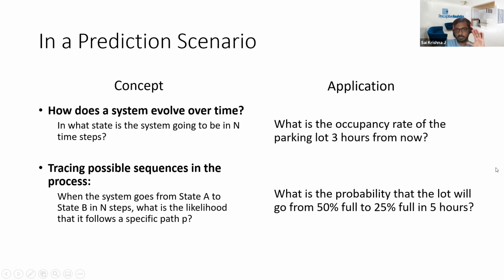Applying this concept to the same parking lot example, it will translate to something like this. What is the probability that the parking lot will go from 50% occupancy to 25% occupancy in 5 hours? Same translation: n steps is basically the 5 hours, state A is 50% occupancy, and state B is 25% occupancy. So in the span of 5 hours, what is the probability of transitioning from one state to another? This is how you apply the Markov chain model in real time. Any questions on this example or the application?